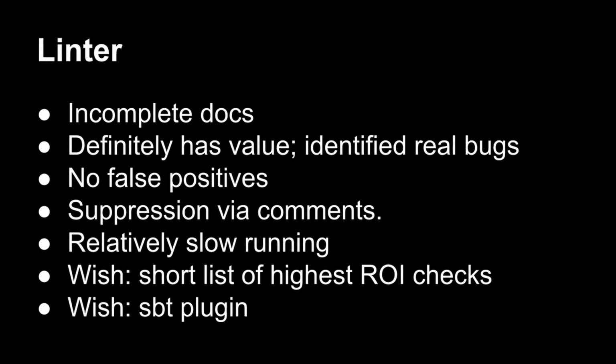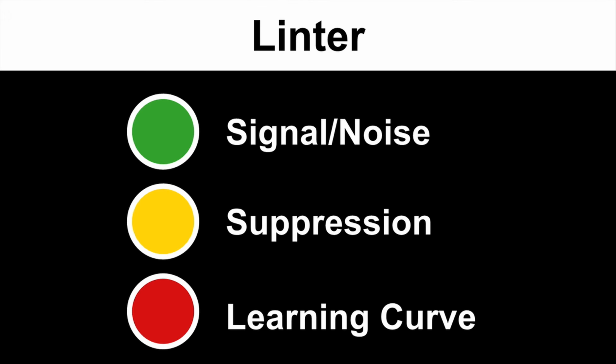Problems, like I say, it's got incomplete documentation. It does have nice suppression via comments. It's fairly slow. I wish that somebody would make a list of the highest value checks that we can get for Linter so that I could just turn on those things to begin with, and quickly figure out what value I could get out of it in a new code base. I wish there were an SBT plugin just to make it a little bit easier to use. So yeah, there's my summary on Linter.